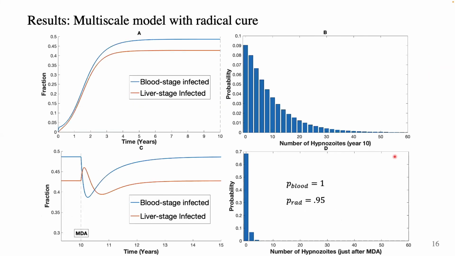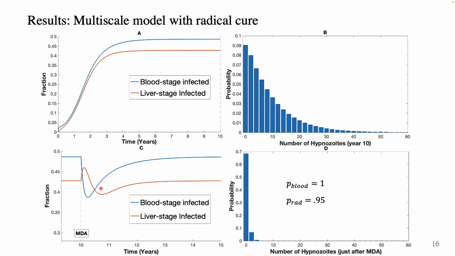Now we want to see the effect of the radical cure, or the MDA, in our population scale model. The top two show the case without treatment, and we are also seeing the hypnozoite distribution at steady state. If we apply the MDA when the system is at steady state, we see a decrease in the proportion of blood infected individuals due to the effect of the drugs. But as you can see, for the liver stage infected individuals, there's a slight increase when the drug is applied.